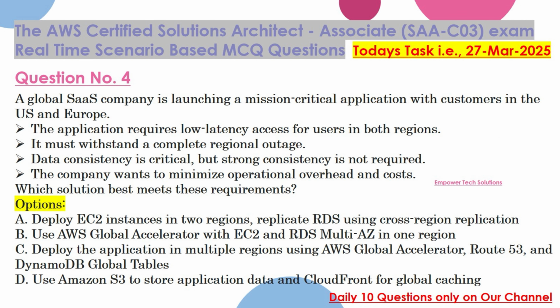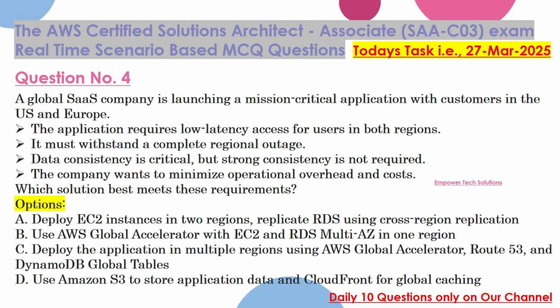Question 4. A global SaaS company is launching a mission-critical application with customers in the US and Europe. The application requires low-latency access for users in both regions. It must withstand a complete regional outage. Data consistency is critical, but strong consistency is not required. The company wants to minimize operational overhead and costs. Which solution best meets these requirements?